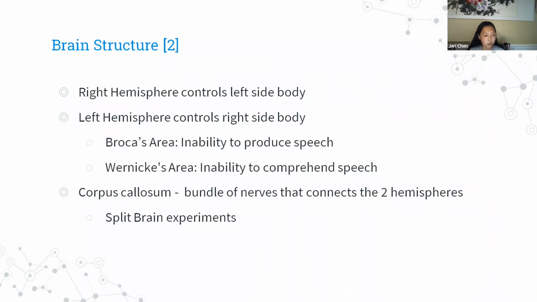What's cool about split brain experiments is that, let's say there's a picture of a cat flashed on the left side of the eye. A person like you would be like, oh, it's a cat.